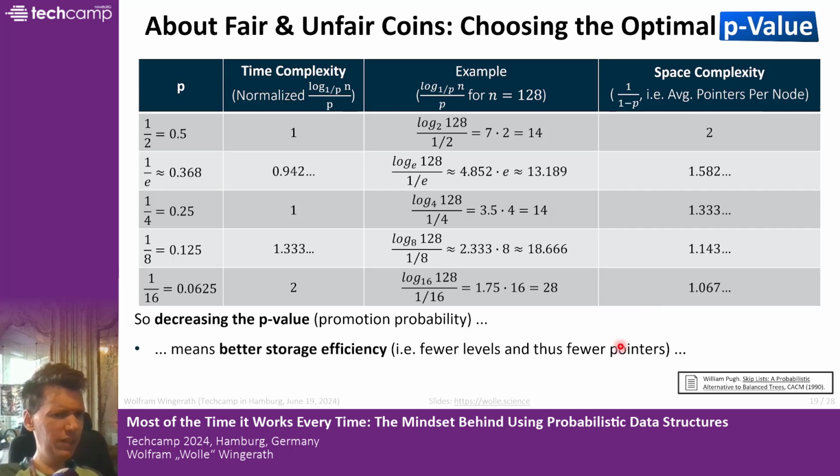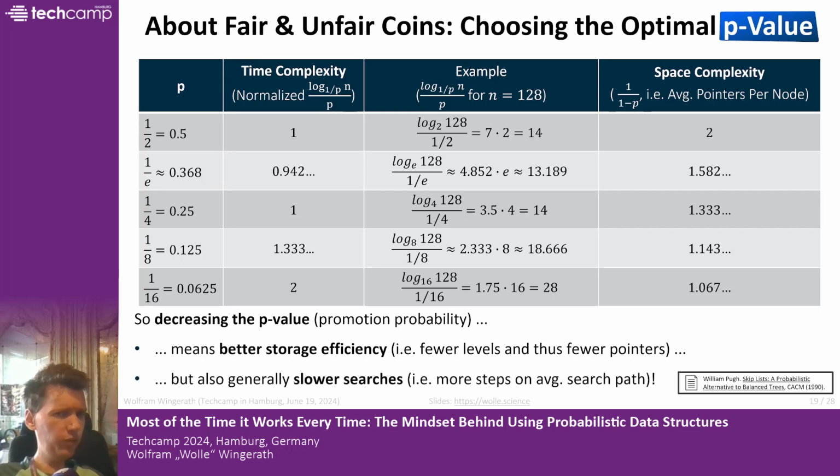That means, intuitively speaking, reducing or shifting the promotion probability down means that you have a higher likelihood that your node stays on a low lane. And that just means you have fewer pointers. That's why space complexity goes down, because we store fewer pointers, and time complexity obviously goes up because having fewer pointers means that we have to do the sequential traversal on the normal lane and the other lanes more often. So basically decreasing the p-value means you can get better storage efficiency, but you also get slower searches.